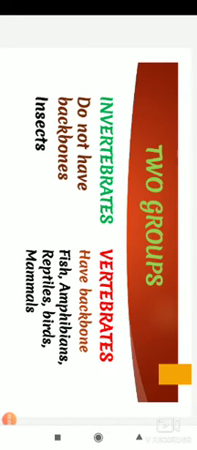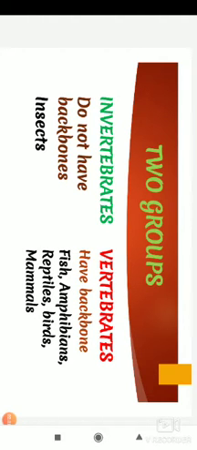As I said, invertebrates do not have backbones, like insects and mosquitoes. All types of insects are examples of invertebrates. Even cockroaches, worms, slugs and snails, mosquitoes and butterflies are all examples of invertebrates. Vertebrates, on the other hand, do have a backbone.